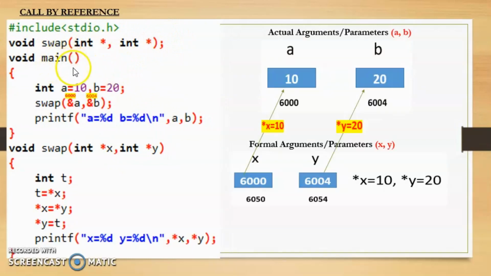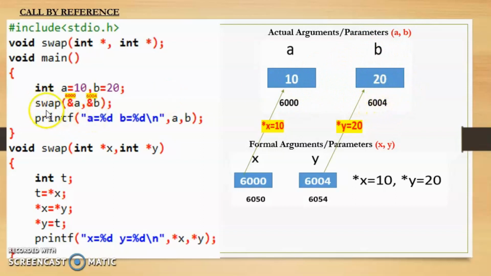So the program will start from the main function. In the main function we have declared two integer variables a and b. a is assigned the value 10 and b is assigned the value 20. Now we know that whenever we declare any variable, it will be stored in memory at a particular address. Say for example, a is stored at address 6000 and it is assigned the value 10, and b is stored at address 6004 and it is assigned the value 20.